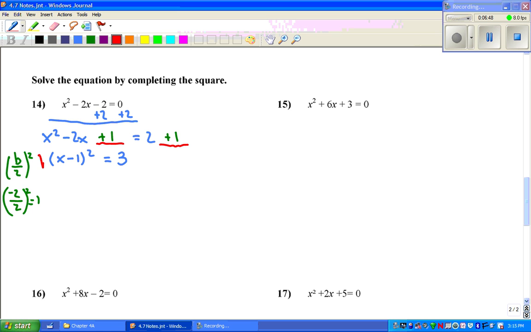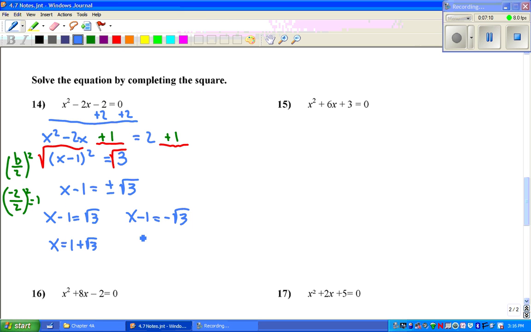Now you can go about taking the square root of both sides. So I'm going to get x minus 1 is equal to a positive and negative root 3. I'm going to have to break that up: x minus 1 is equal to a positive root 3, and x minus 1 is equal to a negative root 3. When I add my 1 over, I get x equal to 1 plus root 3, and x equal to 1 minus root 3. So those are my 2 solutions here.